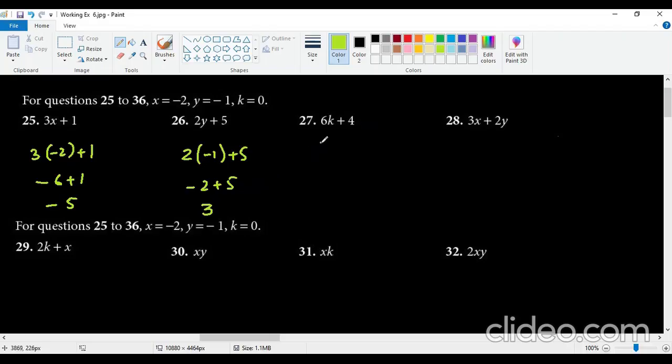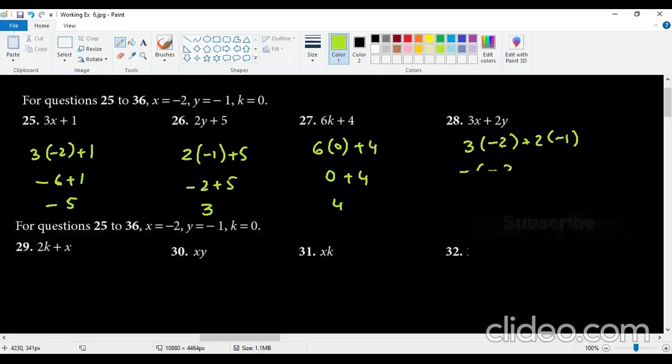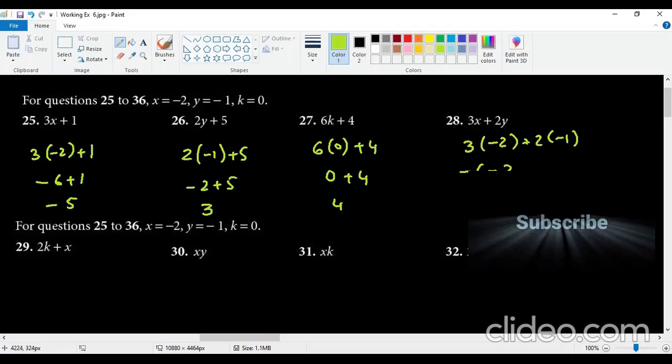6 times k, which is 0, plus 4. 6 times 0 is 0, plus 4 is going to give you a positive 4 as an answer. 3 times x, which is negative 2, plus 2 times y value, which is negative 1. So this gives you negative 6, negative 2. That means 28 gives you negative 8 as an answer.